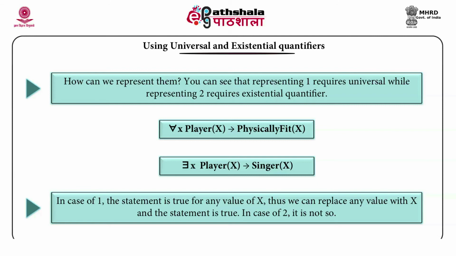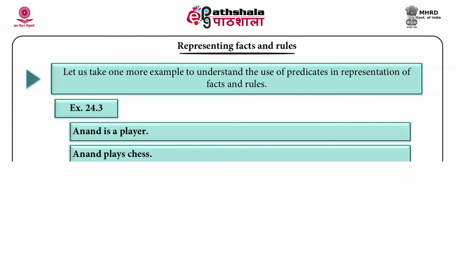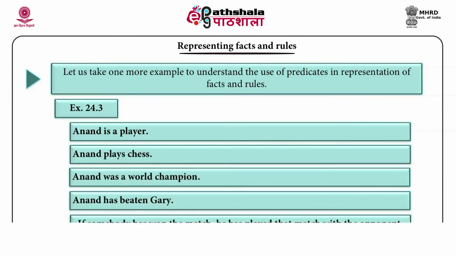Here is an example again given on the screen you would like to refer to. The first one is all the players are physically fit. So, you say for all X, player X implies physically fit X. Some of the players are singers, you say that there exists X, player X implies singer X. Now, you can see the difference between for all X and there exists X.